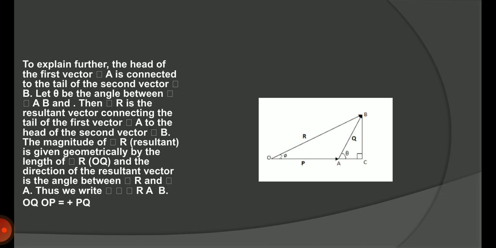To explain further, the head of the first vector A is connected to the tail of the second vector. Let theta be the angle between A and B. Then R is the resultant vector connecting the tail of the first vector A to the head of the second vector. The magnitude of the resultant R is given geometrically by the length of OQ, and the direction of the resultant vector is the angle between R and A. Then we write R equals A plus B. OQ is equal to OP plus PQ.